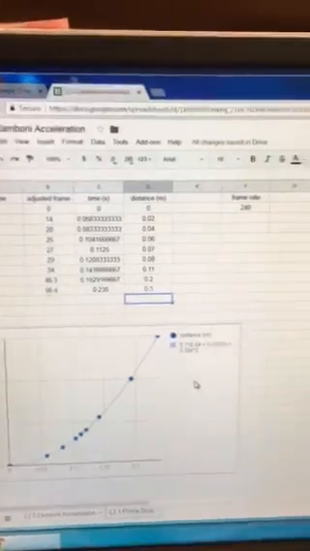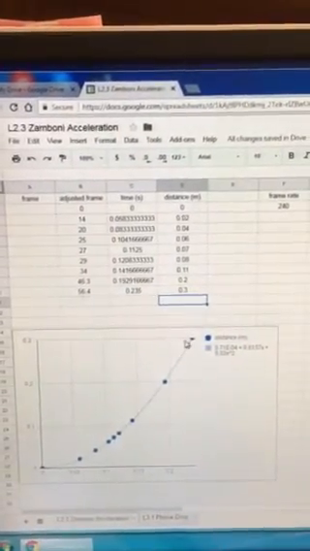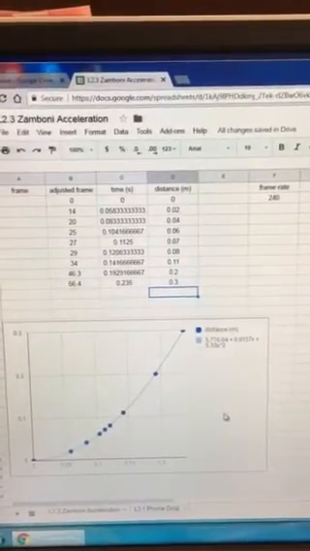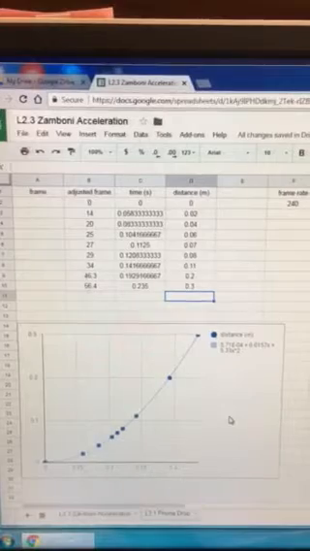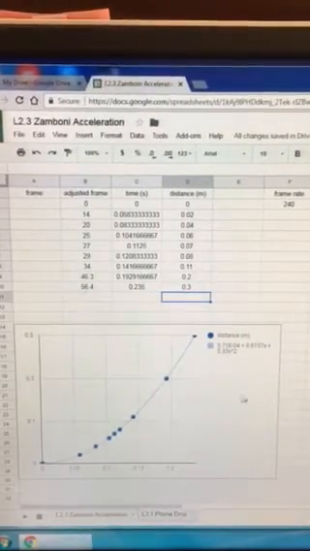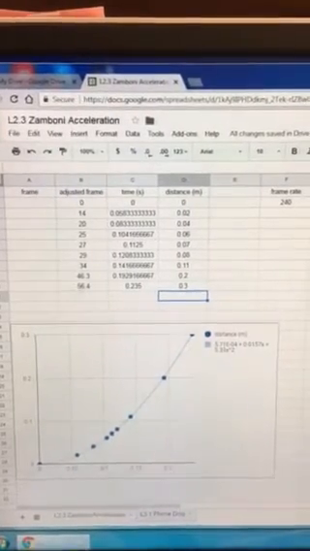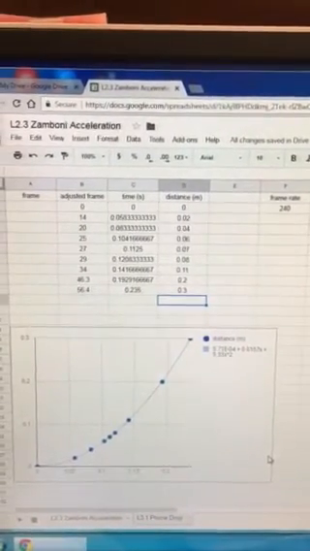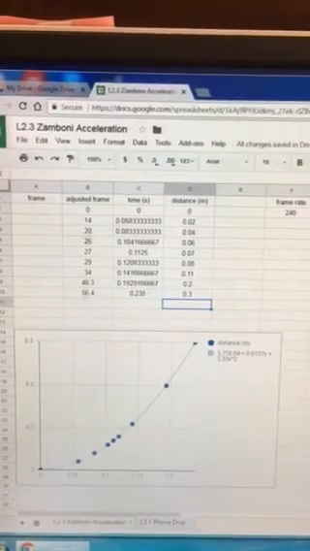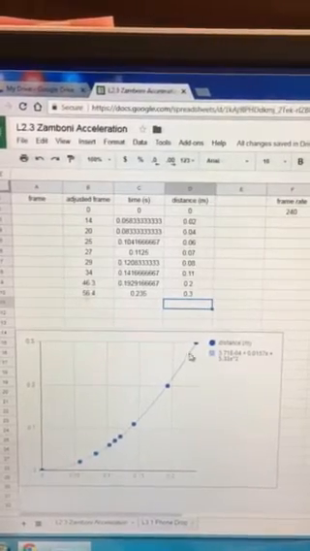So tomorrow when you come in, I want you to have this done, printed up, and that same analysis we did today for Lab 2.3, I want that done too. Tell us what the initial displacement is, the initial velocity, and the acceleration, and then list some sources of error, just like Lab 2.3.